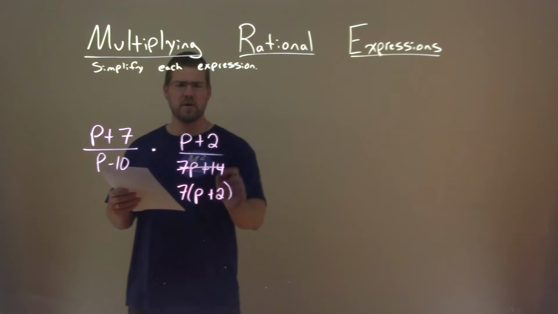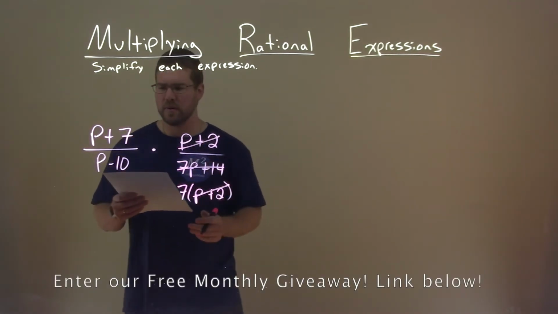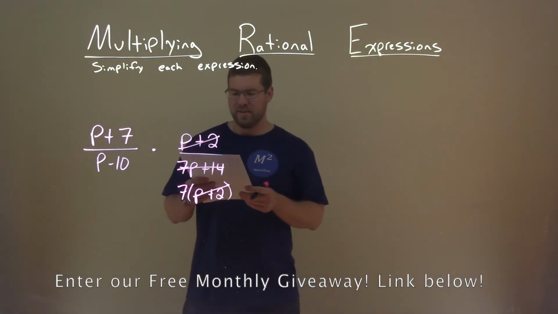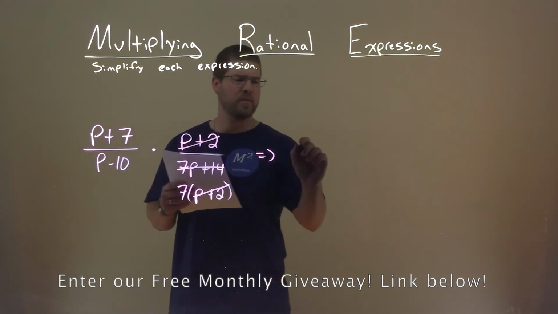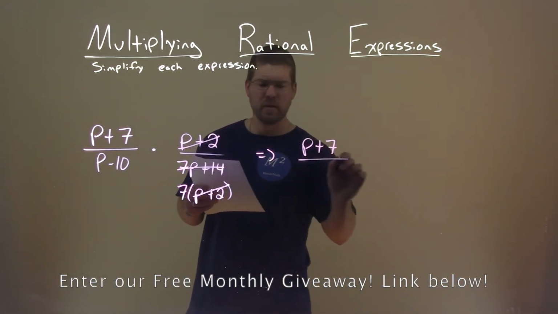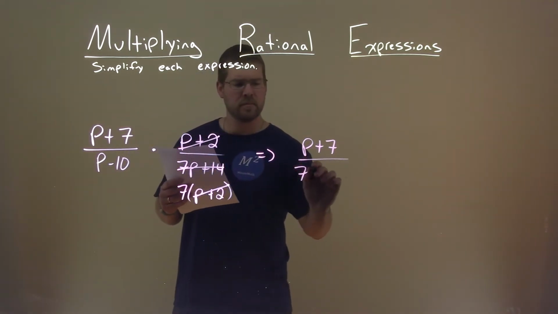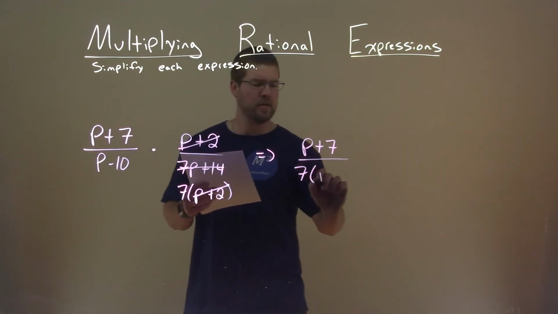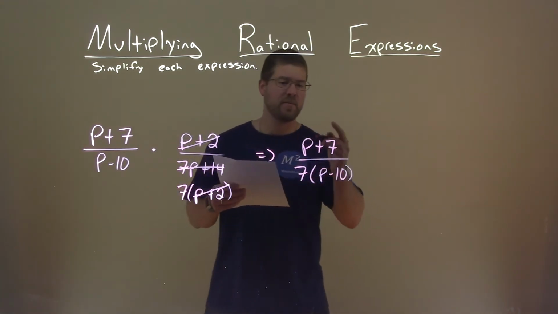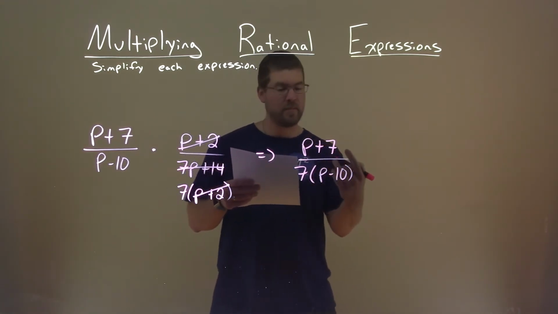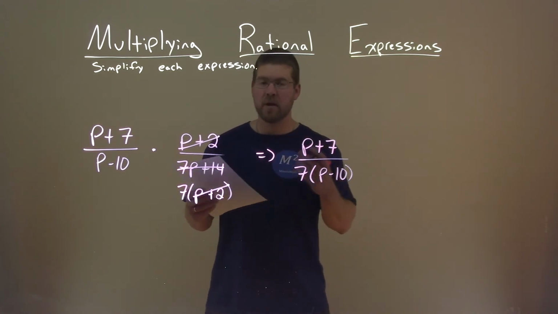And now I see a p plus 2 and a p plus 2 can cancel, and there's really nothing else that cancels. So let's bring over the p plus 7 in the numerator, the denominator, 7, and then p minus 10 here is being multiplied. And really, that's it. p plus 7 over 7 times p minus 10 is our final answer.